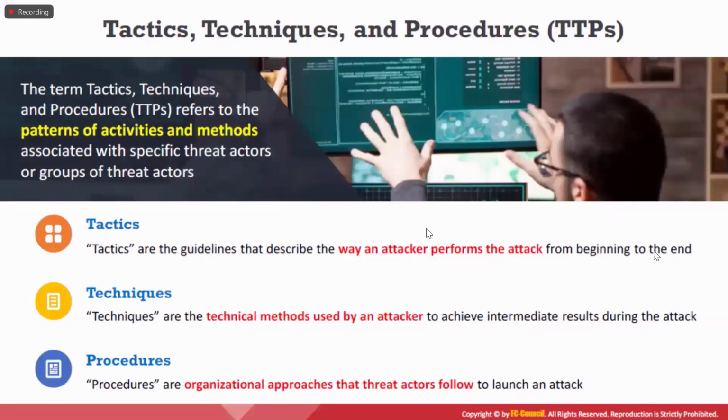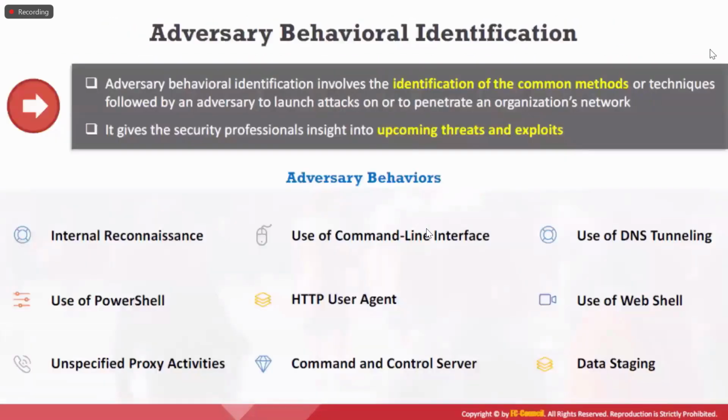And followed by here, adversary behavioral identification. Adversary behavioral identification involves the identification of a common method or techniques followed by an adversary to launch an attack on or to penetrate an organizational network. So it gives the security professionals insight into upcoming threats and exploits.